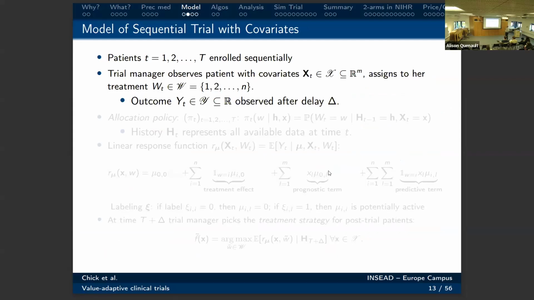Okay, so what's our math model? I've got to come up with a bunch of Greek letters and a bunch of calligraphy letters, as usual. So covariates, I'll call X_t.